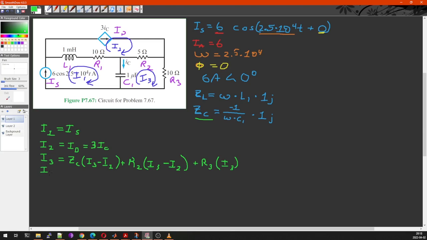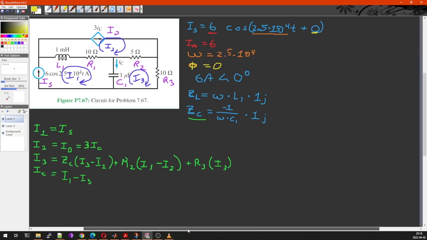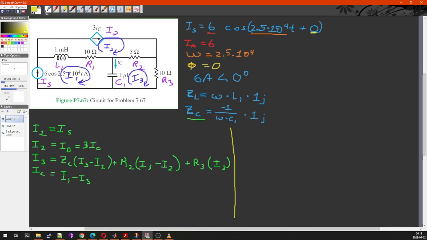While we are here, let's go ahead and calculate IC. IC is simply equal to I1 minus I3. And you'll see why I threw that in there in a moment. Let's go ahead and draw a line, come over here, and distribute our terms. I1 is still equal to IS, I source. I2, on the other hand, we're going to bring over this 3IC. So it's I2 minus 3IC is equal to 0.